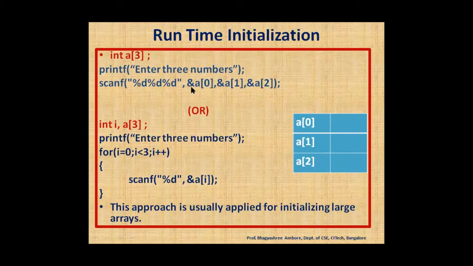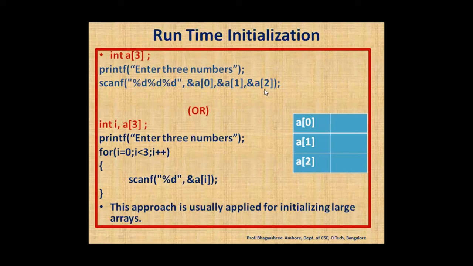So first the scanf function will scan whatever values you have entered, and it takes them one by one and assigns 3 values. I said how many values to scan? 3 values to be scanned, and 3 values will be placed. The first value will be placed in ampersand a of 0, address of first location. Second value will be placed in address of second location. Third value will be placed in address of third location. So you are placing the values.